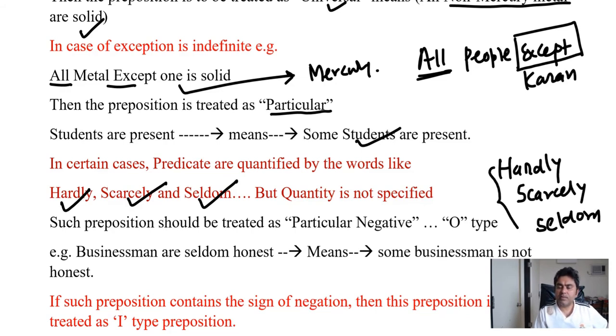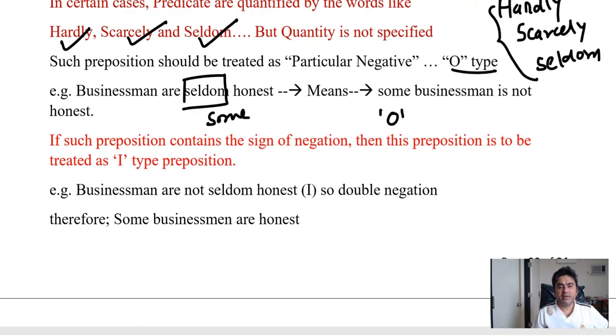If such a proposition contains the sign of negation, then this proposition is to be treated as I. Businessmen are not seldom honest. Now seldom itself is negative and not is also negative, so negative will make positive. It is a double negation. Therefore you can say some businessmen are honest. Are you clear? Because seldom is a negative word and then you are adding an extra not. Negative makes the statement positive, but it is particularly positive or affirmative. Therefore some businessmen are honest.